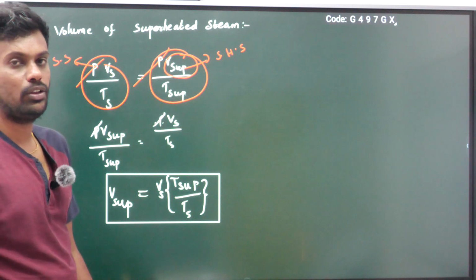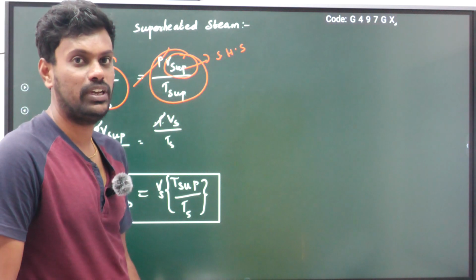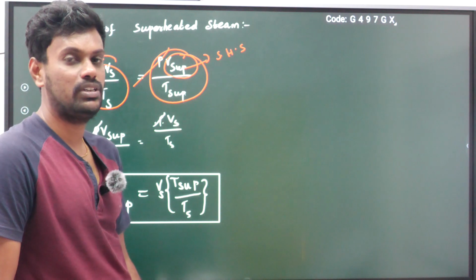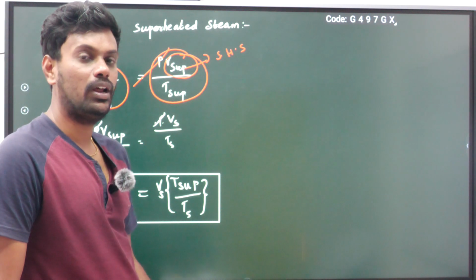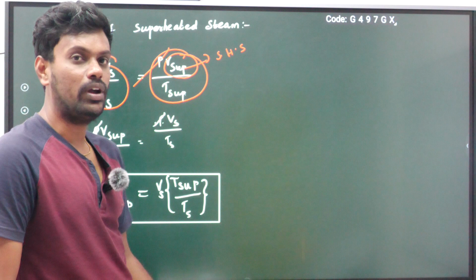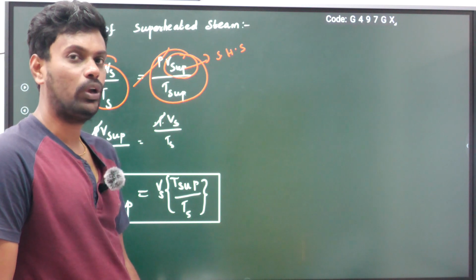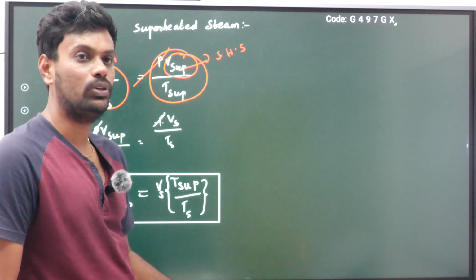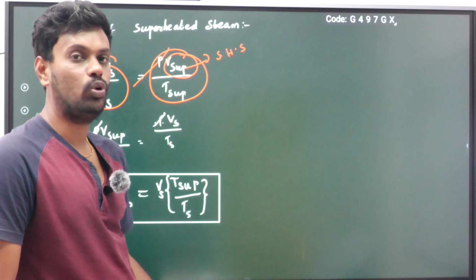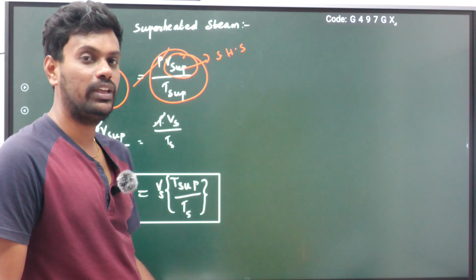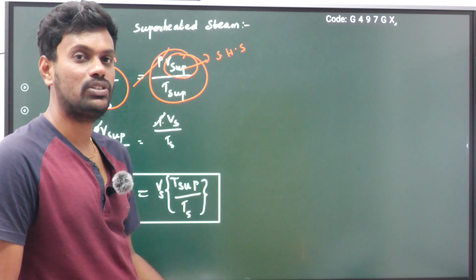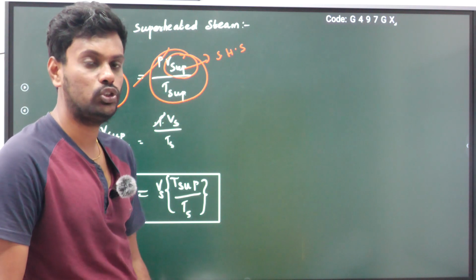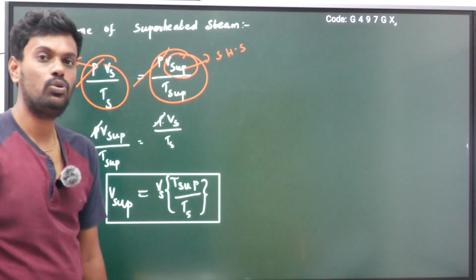So we have understood what a pure substance is, how the phase transformation takes place, what is meant by sensible heat and latent heat, and how to find the amount of heat required to convert water or steam from one phase to another. We have also studied some of the formulas in the properties of pure substance.